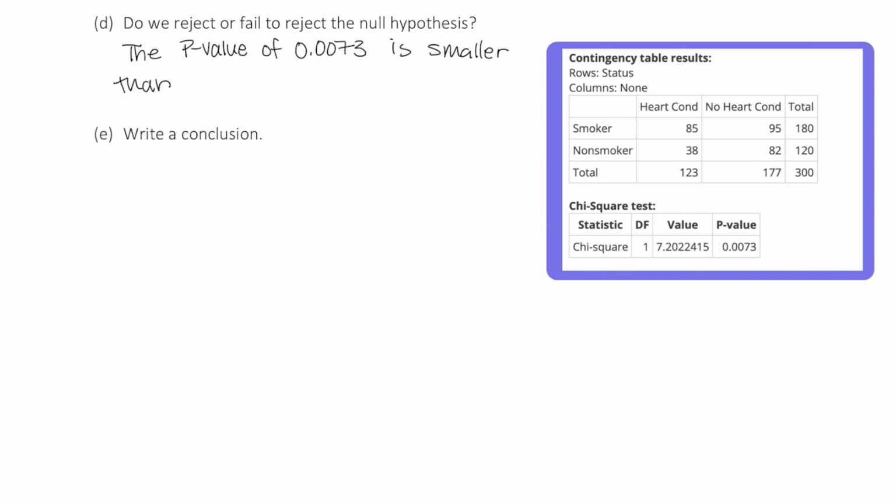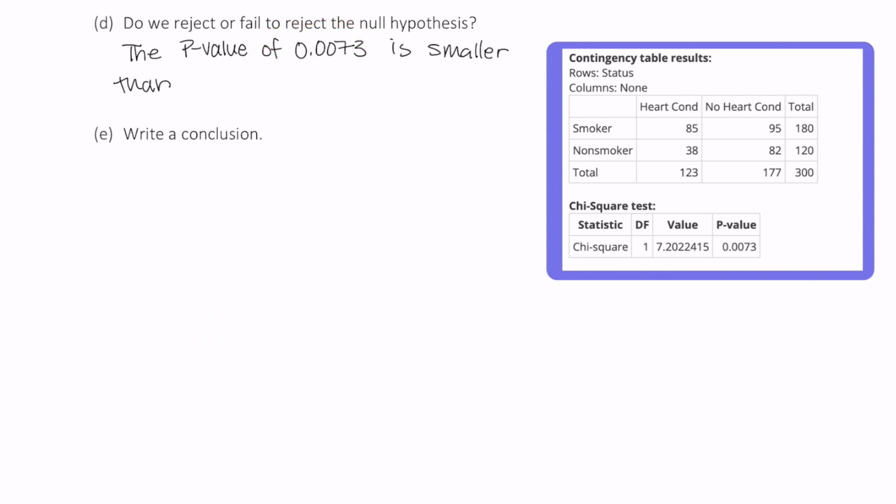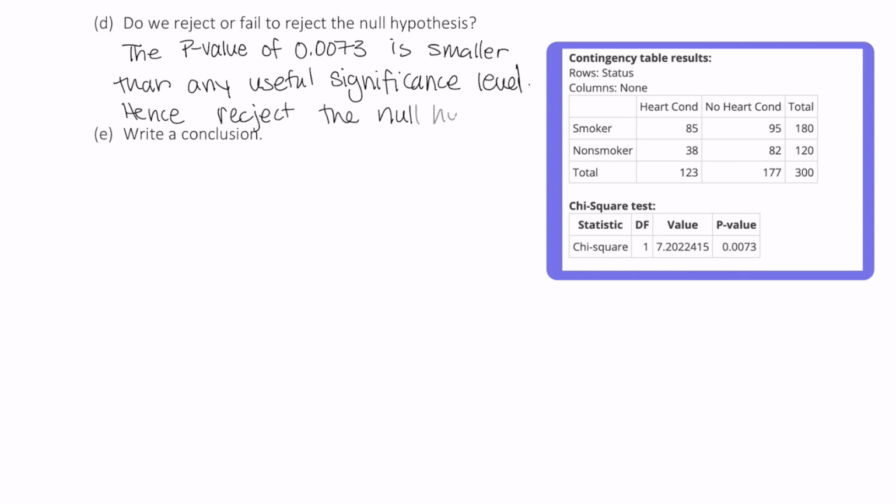And notice we were not given a significance level, but really, in general, significance levels are 0.1, 0.05, or 0.01. So 10%, 5%, or 1%. There we are. So these are the usual significance levels. And notice that no matter which of these useful significance levels we choose, this p-value is still going to be smaller. So this p-value is smaller than any useful significance level. Hence, reject the null hypothesis.